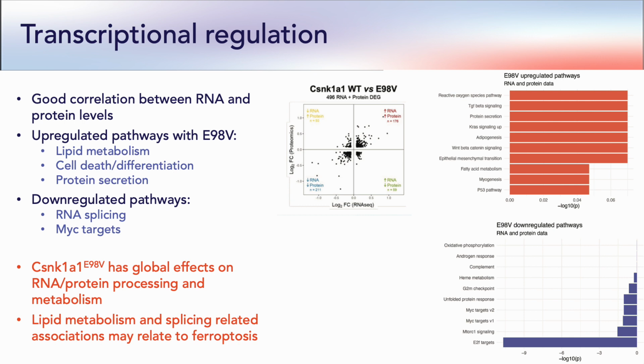And these results together suggest that casein kinase E98V, so with the mutation, has global effects on RNA and protein processing and metabolism. And these lipid metabolism and splicing related associations may be involved in ferroptosis, which is a specific type of cell death involving iron and lipid metabolism that is already known to be associated with some forms of hematopoietic malignancies.